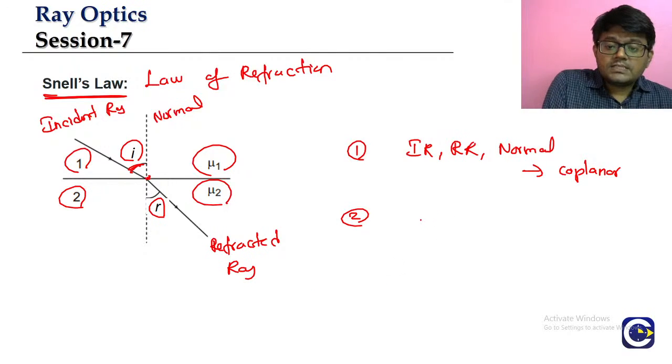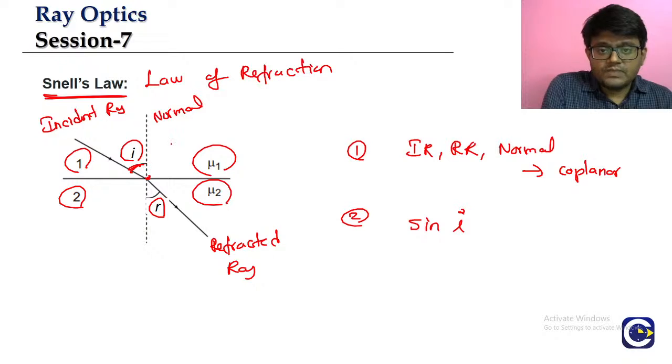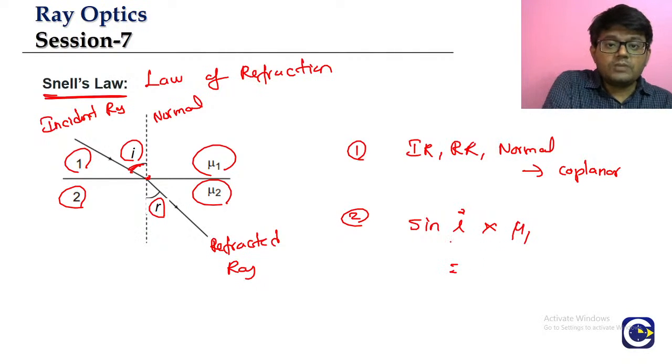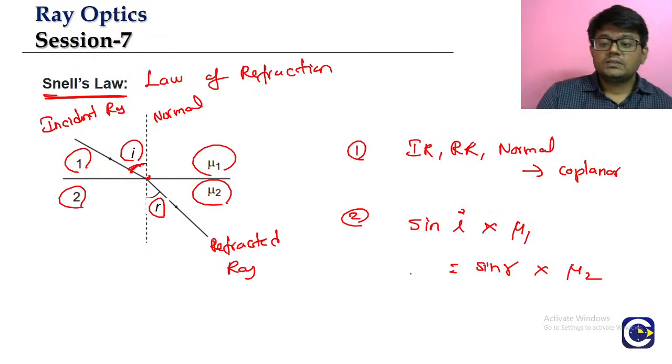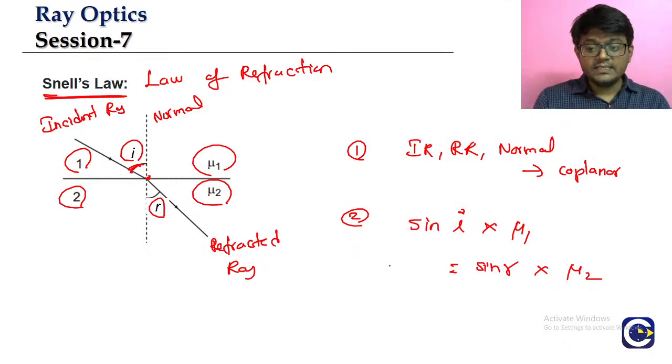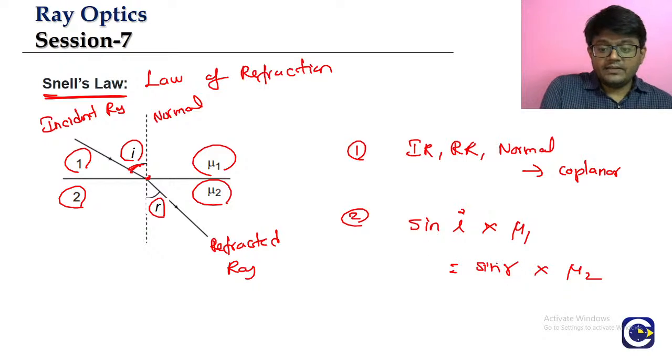So, the sine of the angle in a medium. In medium 1, the angle made by the ray with the normal is I. Sine of that angle into the refractive index of the medium is going to be equal to the sine of the angle into the refractive index of the second medium. This law is what we call Snell's law.